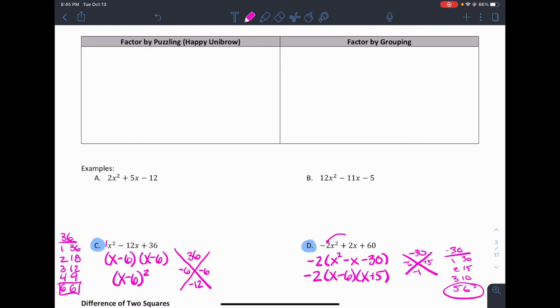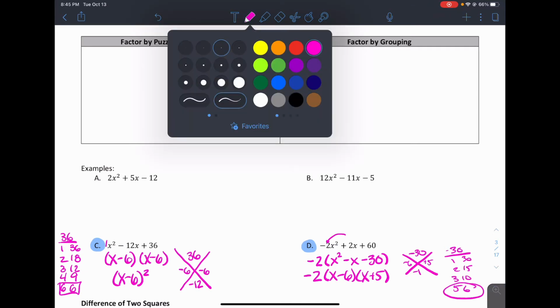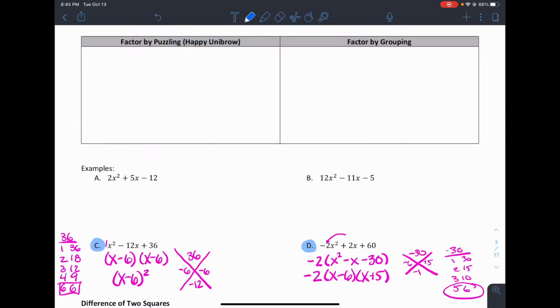So when your leading coefficient is 1, or you can make it 1, these problems are very simple, but they can get harder. For example, let's do example A. And what I'm going to do is show you two different ways to think of it. I'm going to show you how to do it by guess and check, and I'm also going to show you how to do it by grouping.